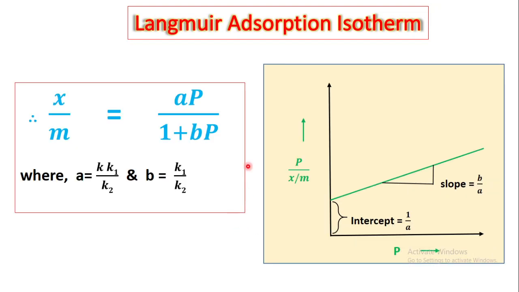So we have derived this equation x upon m is equal to AP upon 1 plus BP. This is the Langmuir adsorption isotherm, and this is the plot we have just derived. So Langmuir adsorption isotherm is nothing but the relationship between extent of adsorption and the equilibrium pressure at constant temperature.